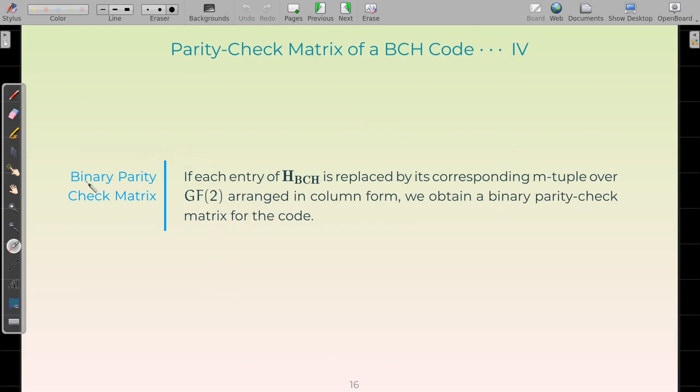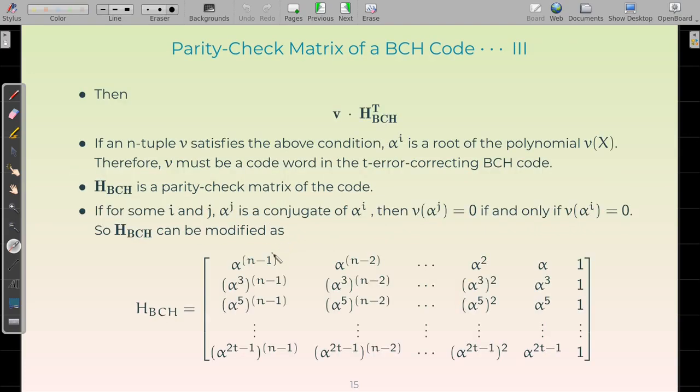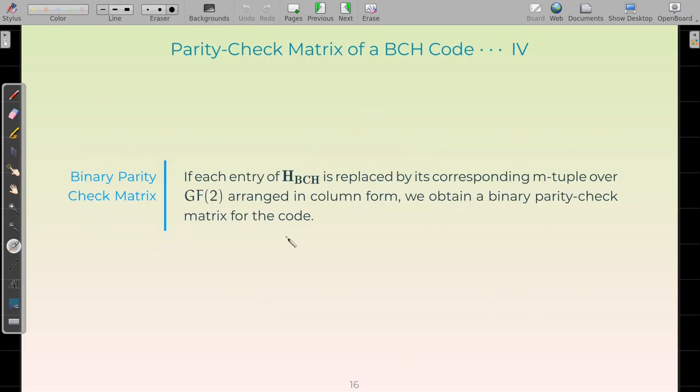Okay, so for the binary parity check matrix of the BCH code, if each entry of H_BCH is replaced by its corresponding m tuple over GF(2) arranged in column form, we obtain a binary parity check matrix of the code. Either we can have H_BCH in this form, or I can replace alpha, alpha cube, alpha square by their m tuples and their powers, right? So using that method, one can also determine the binary form of this BCH code.